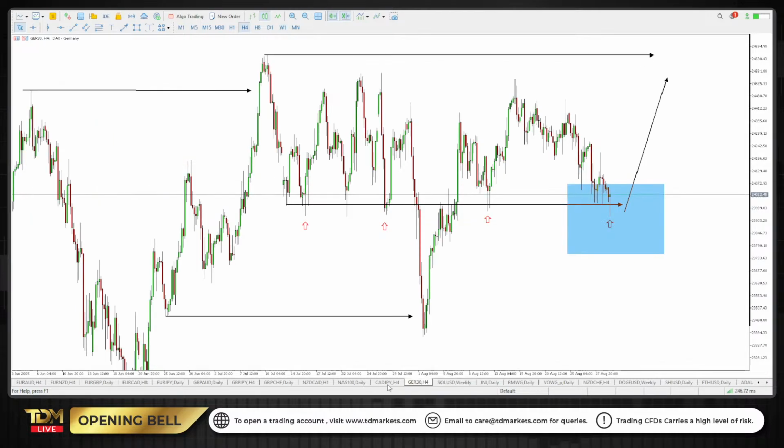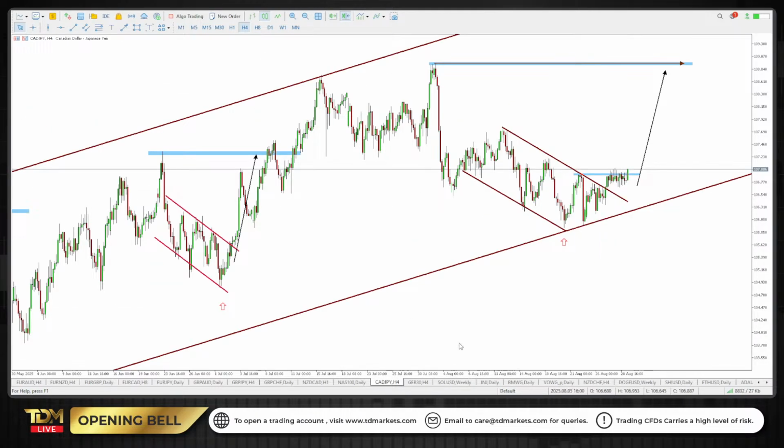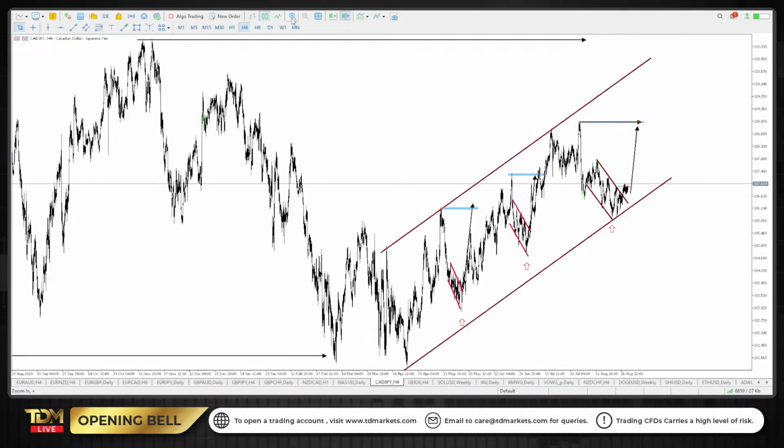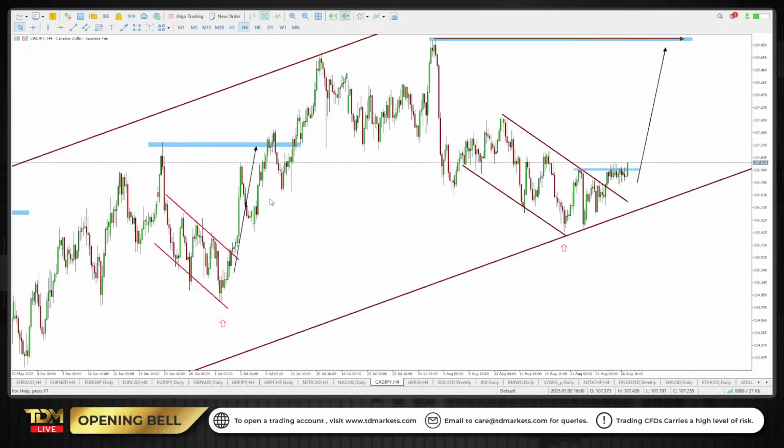So German 30, CAD JPY, Solana, we are bullish on these ones, and we're anticipating the overall structure to resume. So that's how things are looking this morning, guys.